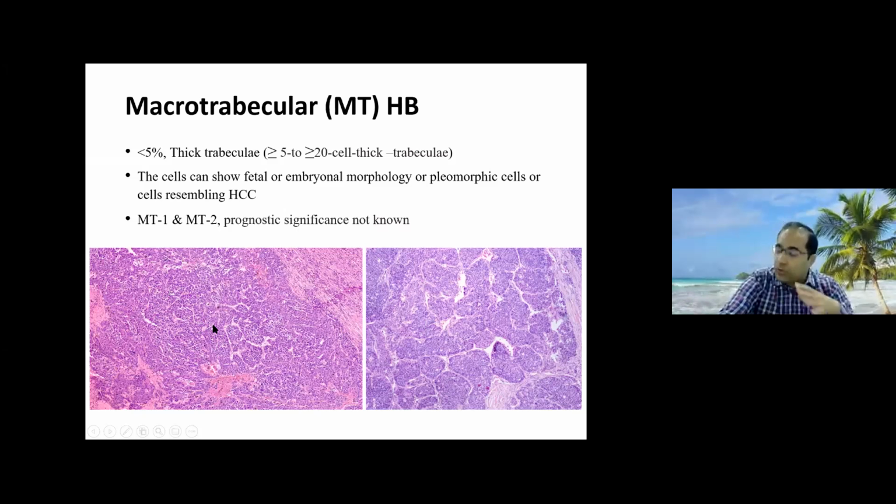And if the tumor is mostly composed of this pattern, it's important that we also do genetic studies in these tumors. 2 types of macrotrabecular patterns have been described: MT1 and MT2. MT1 is closer to the SCC type, and MT2 is closer to the fetal or embryonal type.